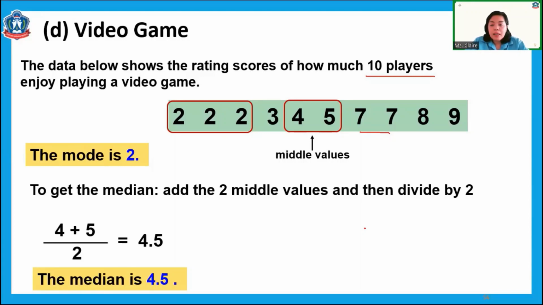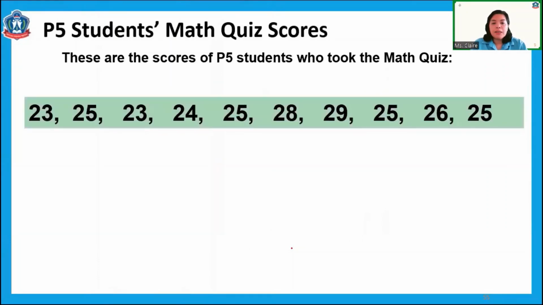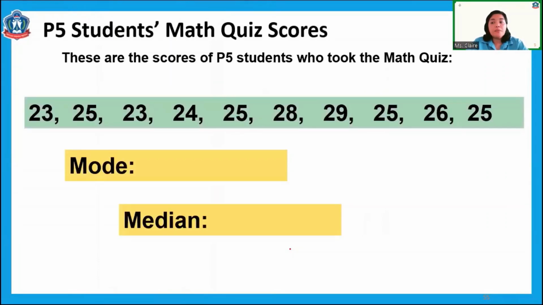Again, remember, children, if you have 2 middle values, what are you going to do? Add the 2 middle values and then divide by 2 to get the middle value, and that is what we call the median. Okay, children, I hope it's clear what a mode and a median are. I have here an example for you. Please try to find out the mode and the median. I will ask you during our class.